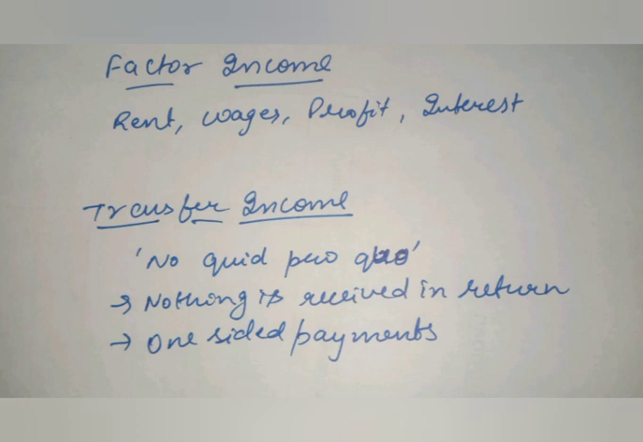As against the factor incomes, there are certain incomes which are unearned. These are known as transfer payments. For example, old age pension, unemployment relief, welfare payments, gifts, etc. For these transfer payments, there is no quid pro quo, that means nothing is returned in exchange. These unilateral payments are kept out of the purview of national income calculation. That means while calculating national income, only factor incomes are taken into account.